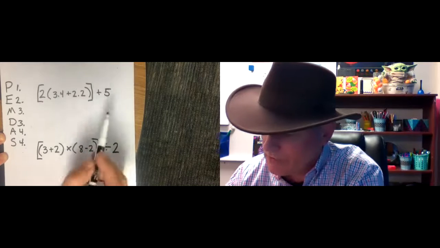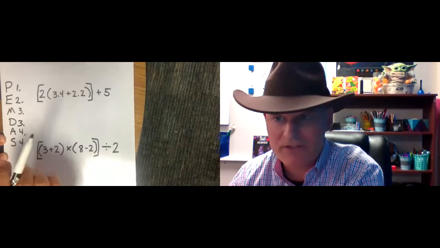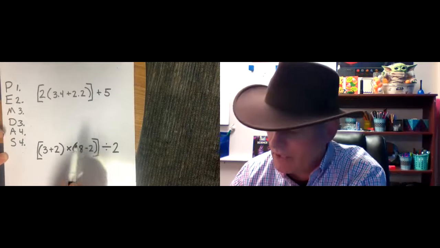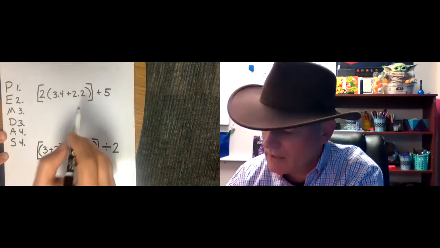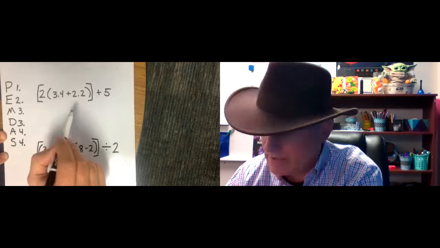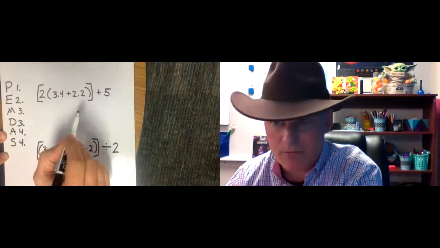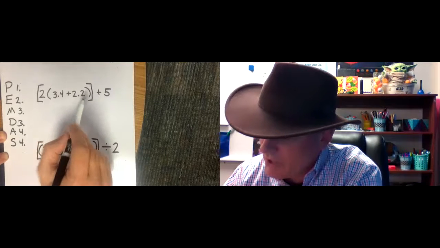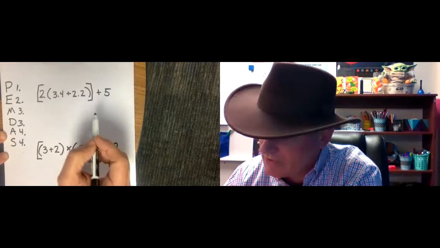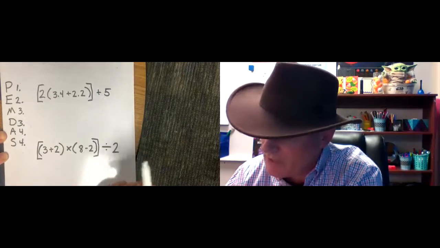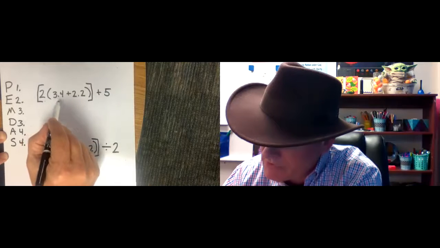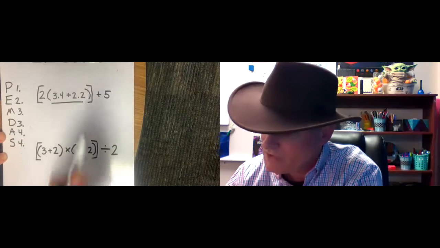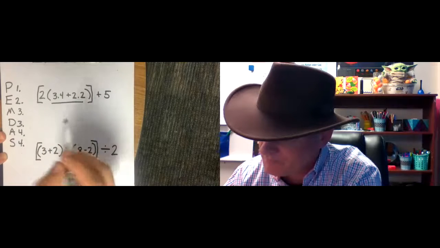So let's get started with our first problem. Now I have a certain strategy that I strongly encourage my students to use, and that is a strategy of underlining one operation at a time and then rewriting the problem. So we look here inside the brackets, we have a set of parentheses. Outside we have a +5. We're going to start with the parentheses inside the bracket for this first problem. So I underline that portion.